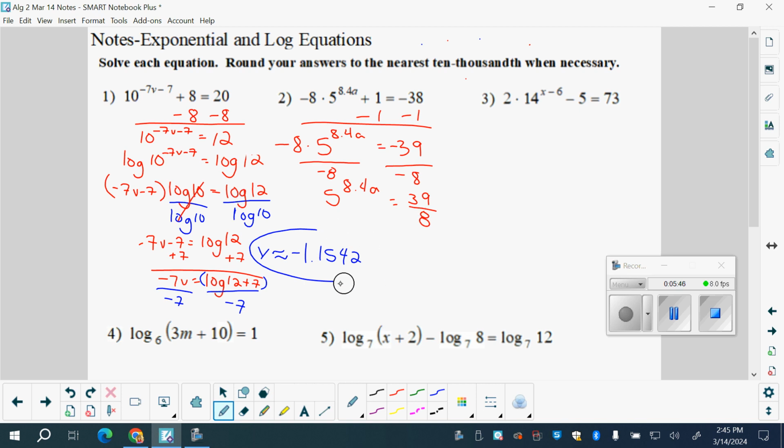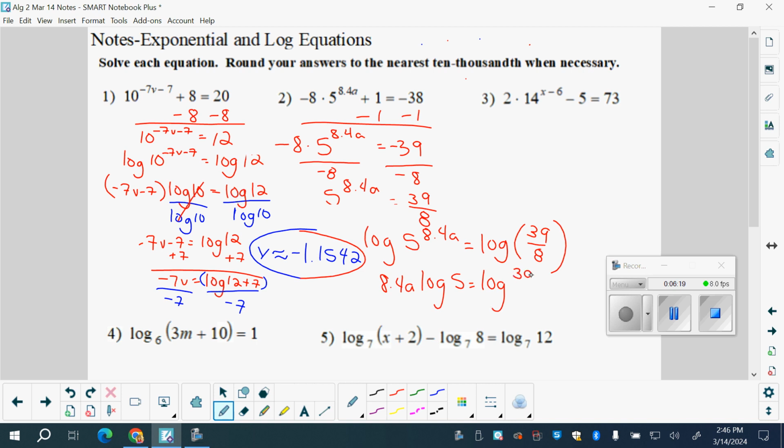take the log of both sides. So we have the log of 5 to the 8.4a equals the log of 39 over 8. And what next? That's right. We have to move that exponent. That's why we took the log of both sides, so that we can move that exponent. So it's 8.4a times log 5 equals the log of 39 over 8.